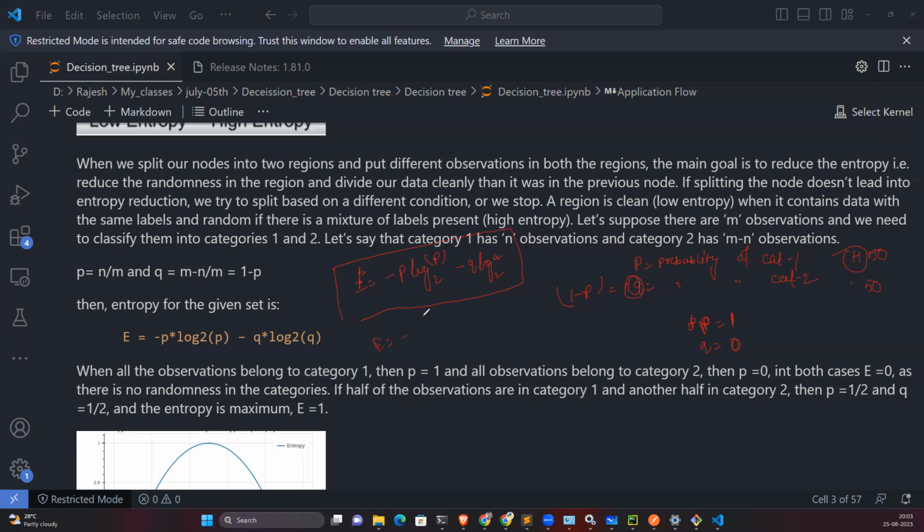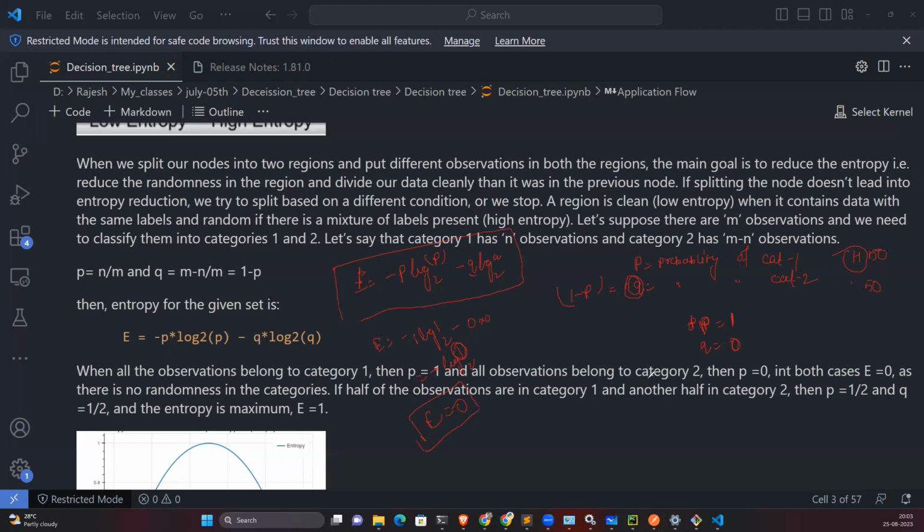So minus P of category 1, the value is 1, log of 1 base 2, and Q's value is 0. So 0 into anything will be 0, and minus log 1 base 2 is also 0. So entropy will be 0 because log 1 value is always equal to 0. This is called entropy. Any question? This is the entropy when the probability of category 1 is 100%.